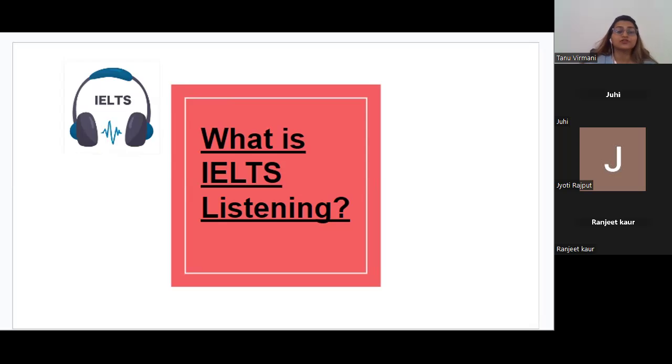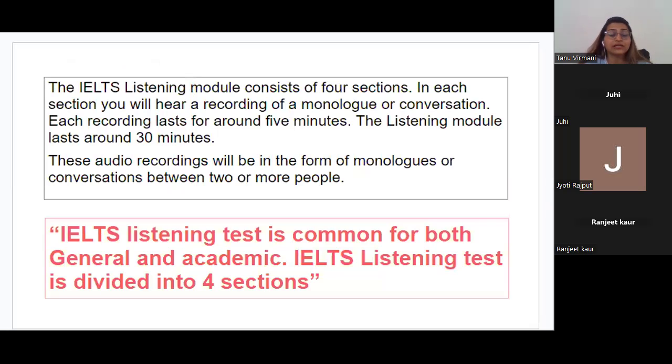Correct. So in the listening module, you have to listen. That means there will be several audios going to play. You have to listen to those audios and simultaneously find the answers to your questions. Now there will be a total of 40 questions. The listening module consists of four sections. Section 1 contains 10 questions, section 2 contains 10 questions, section 3 contains 10 questions, and section 4 also contains 10 questions. So each section will have 10 questions.